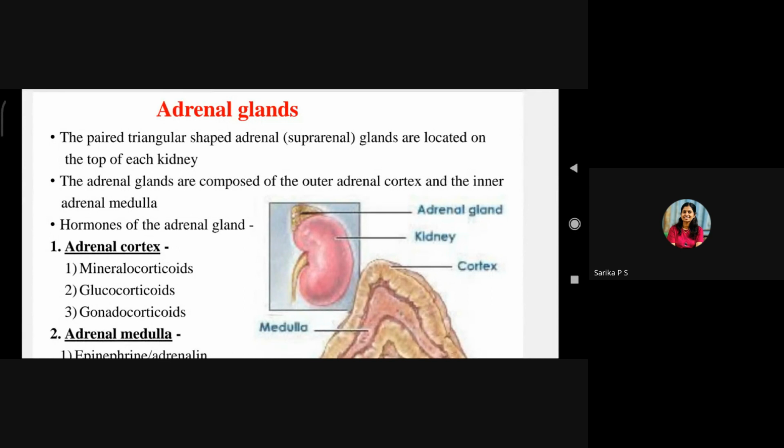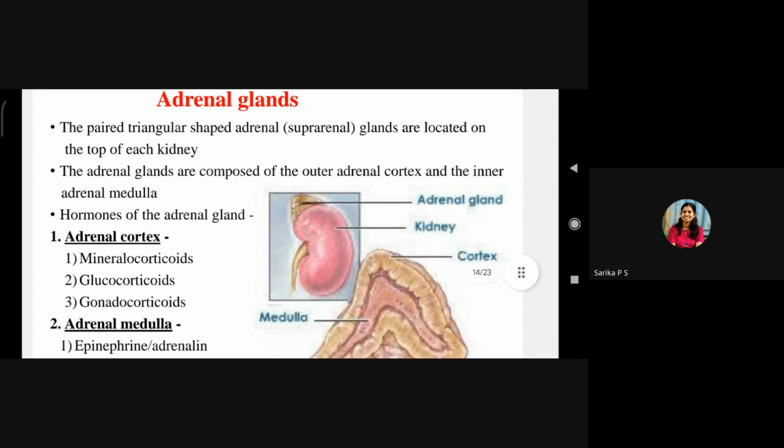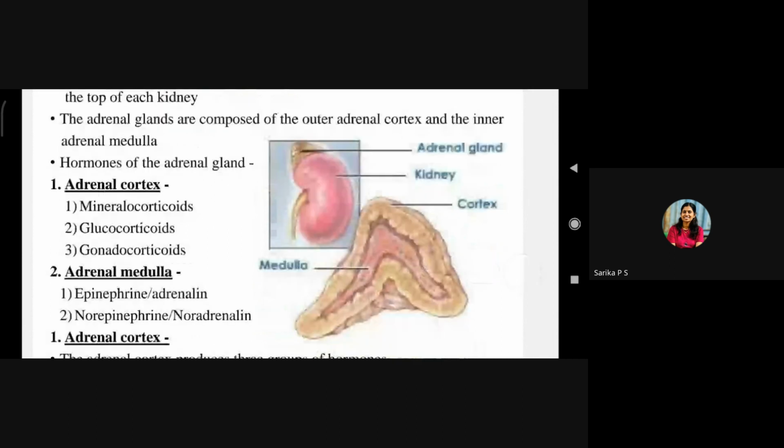The adrenal glands are composed of outer adrenal cortex and inner adrenal medulla. Here in this picture, you can see this cortex and medulla. The outer layer is cortex and the inner layer is medulla.